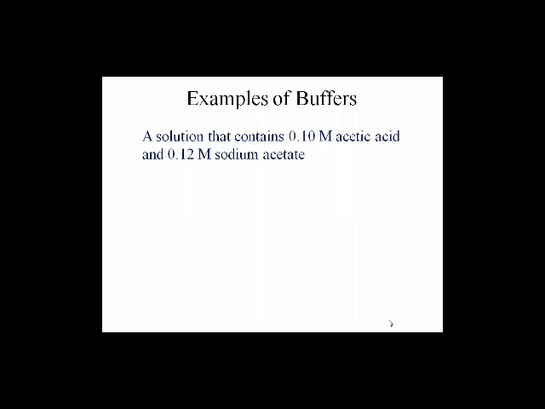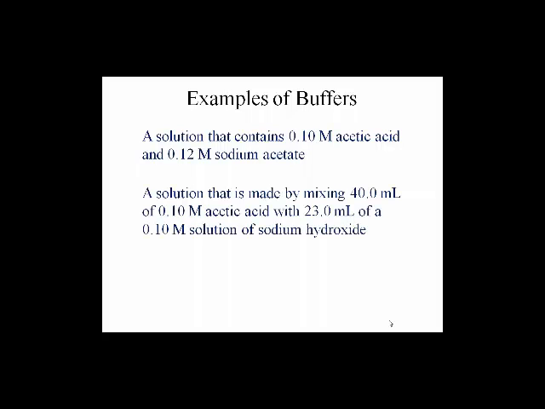So if we had a solution that contains acetic acid and sodium acetate, and here the acetate ion is the conjugate base of the acetic acid, you notice how the concentrations are fairly close to one another. This would be an excellent example of a buffer. Another example would be if we have a solution that is made by mixing a certain amount of a weak acid with a lesser amount of a strong base.